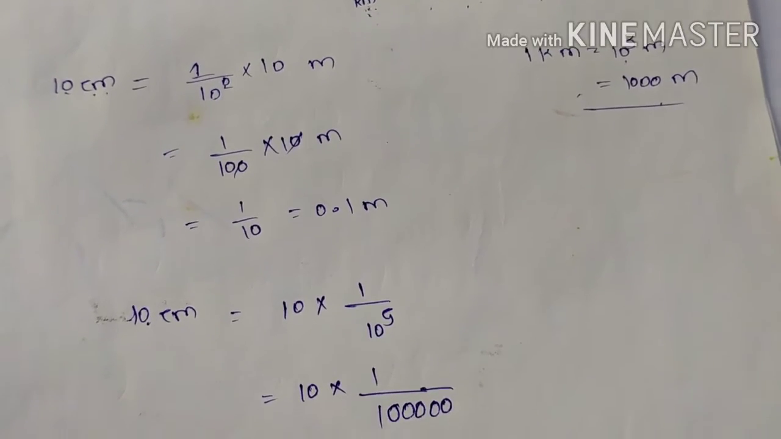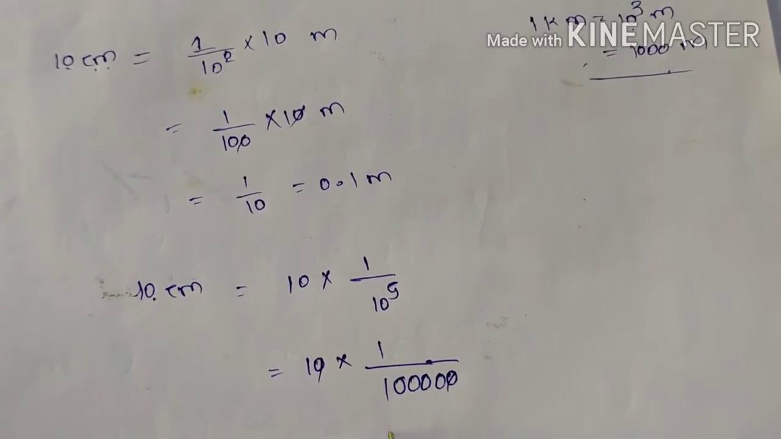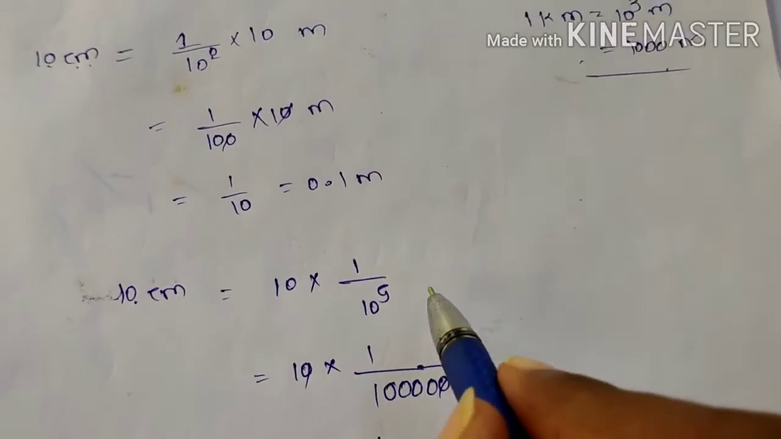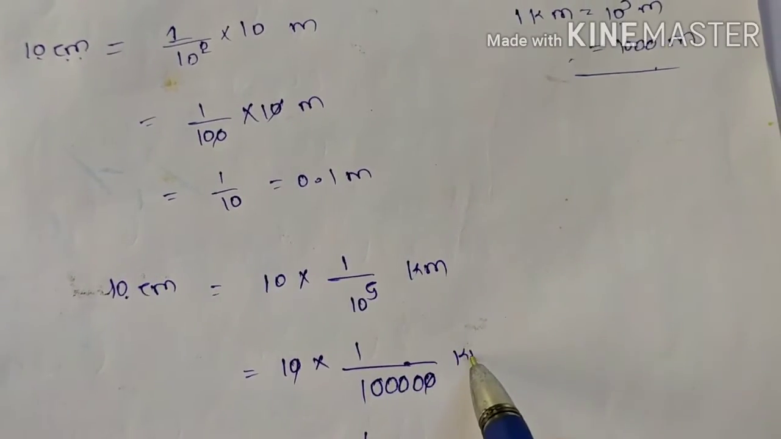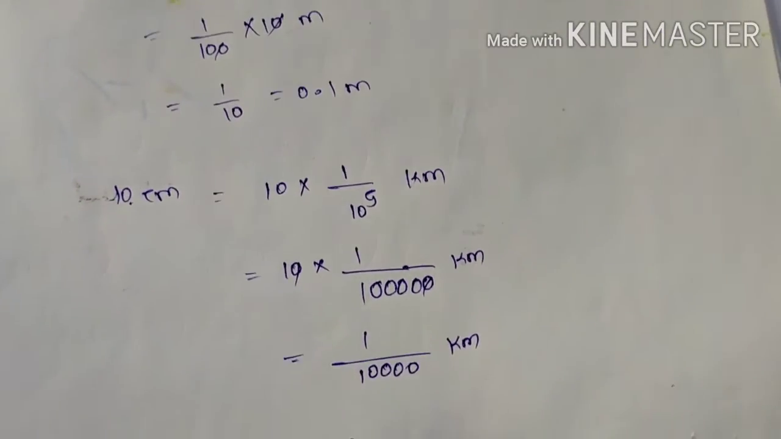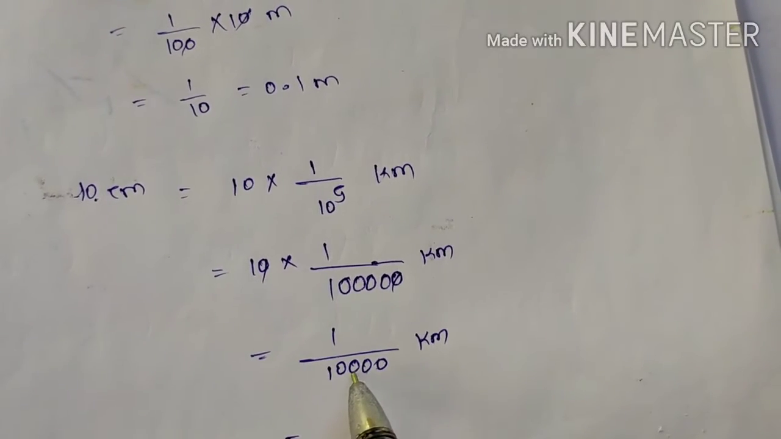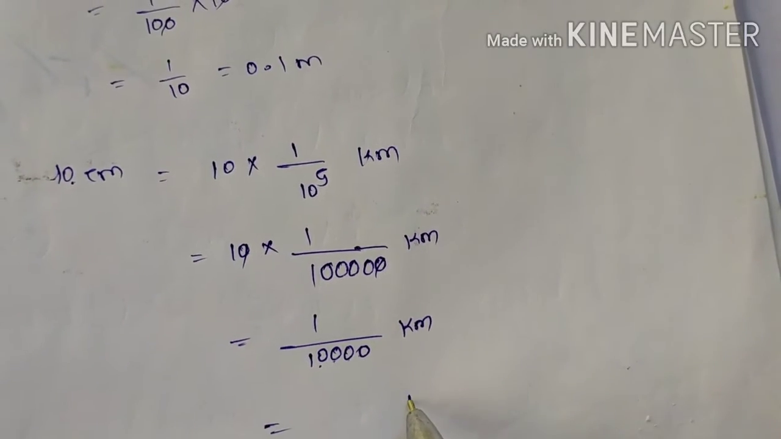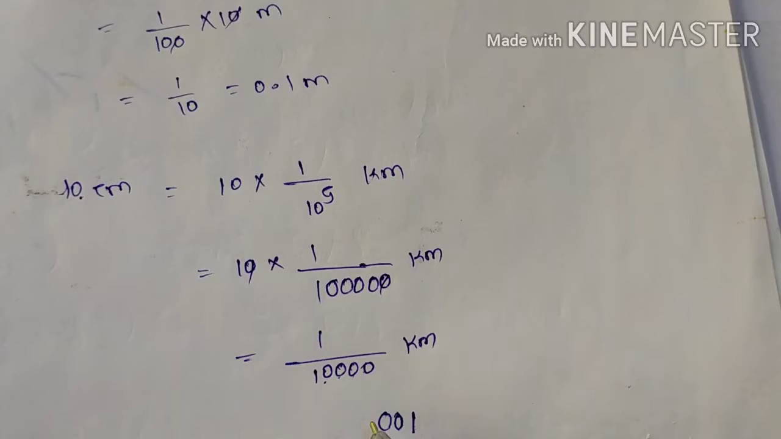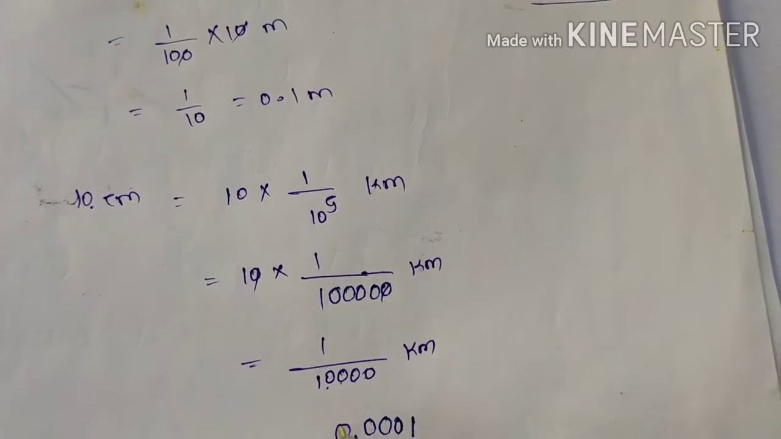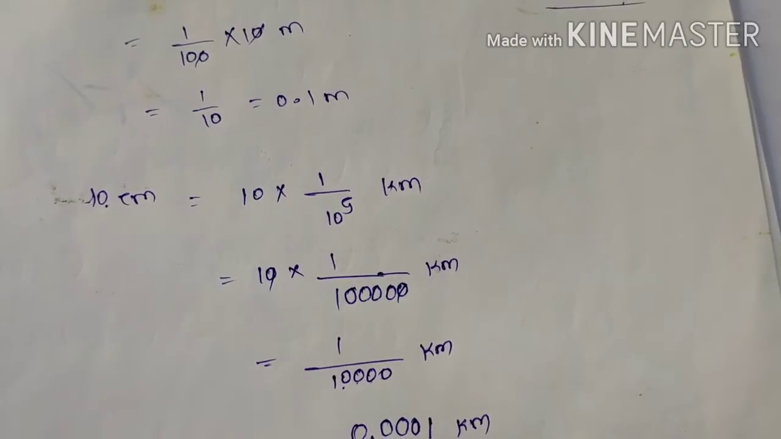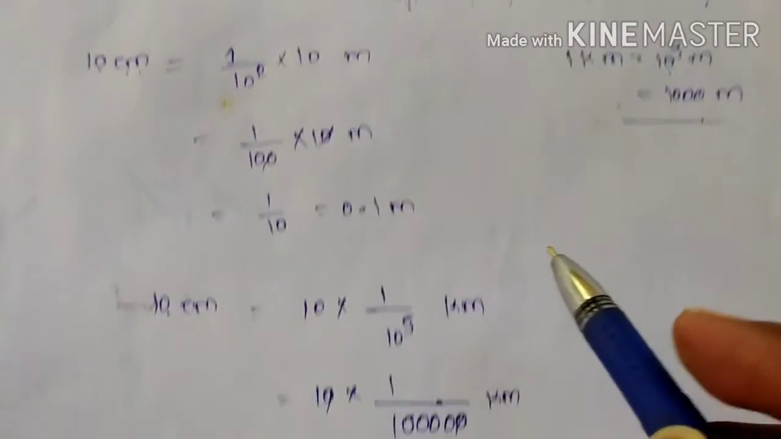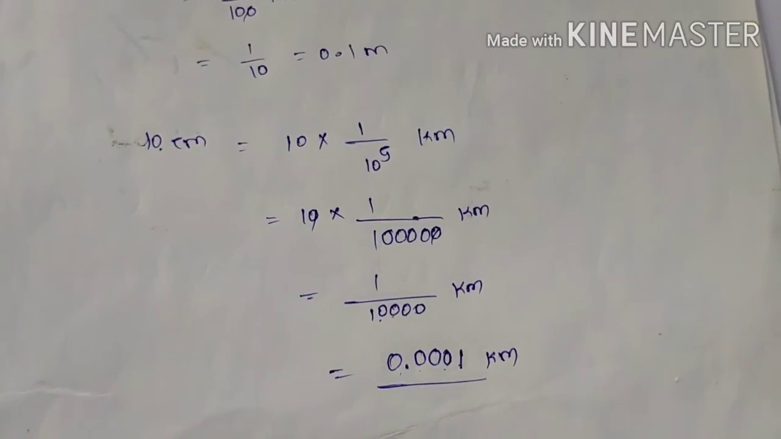Now you can simplify. Is it possible? 0 cancel. Yes or no? That means you can write here 1 by 10,000. All these are kilometers. Now you can see how many zeros? 1, 2, 3, 4. 4 zeros. So you keep the decimal point after 4 digits from the right side. That means here 1 digit, 2, 3, 4. You can keep decimal point, 0. This is your answer. Yes or no? 0.0001. See here also how much is your answer? 0.0001. You can write whichever is convenient and easy for you.